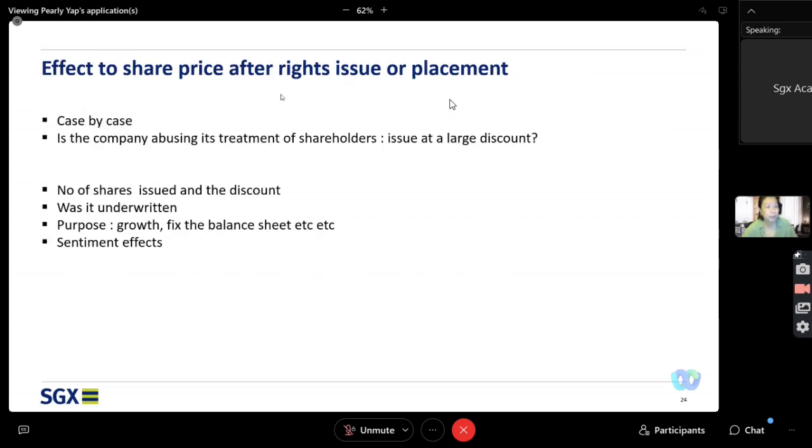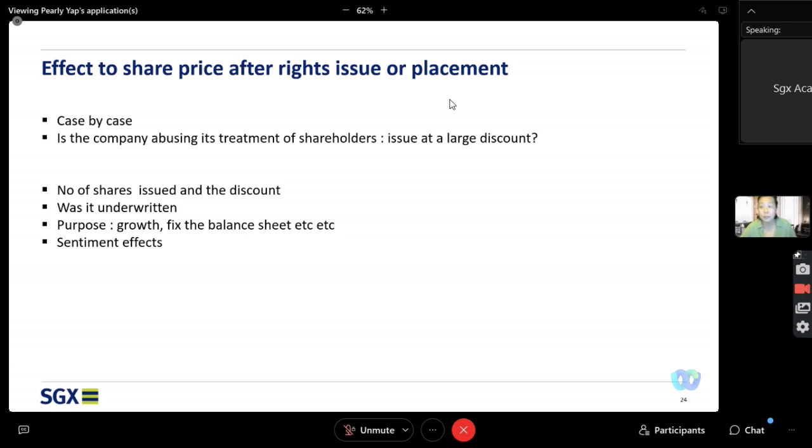All right. Effect on the share price after a placement or a rights issue. Now, it's a case-by-case basis. Is the company abusing its treatment of shareholders? Is the discount very large? How many shares have been issued and what is the discount?